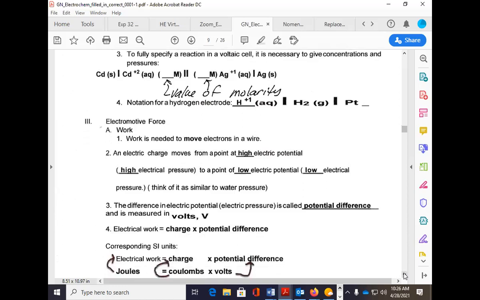And here's the units, and you absolutely must use these units. So for electrical work, we will use the units of joules. For charge, we'll use the units of coulombs. For potential difference, we will use the units of volts.